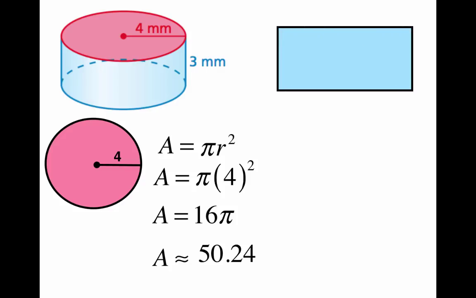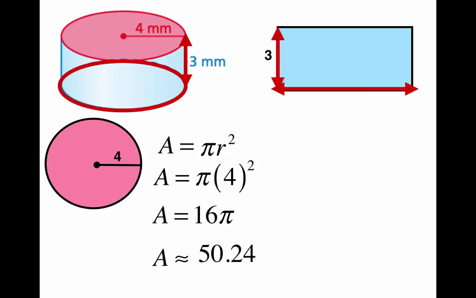So we're going to unwrap the rectangle and find the length and the width. Now how wide is it, or how tall is it? Well, it's 3 millimeters. It's going to match the cylinder. So we got that part figured out. How long is it? Well, that's the circumference of our circle. That's the pi times d.